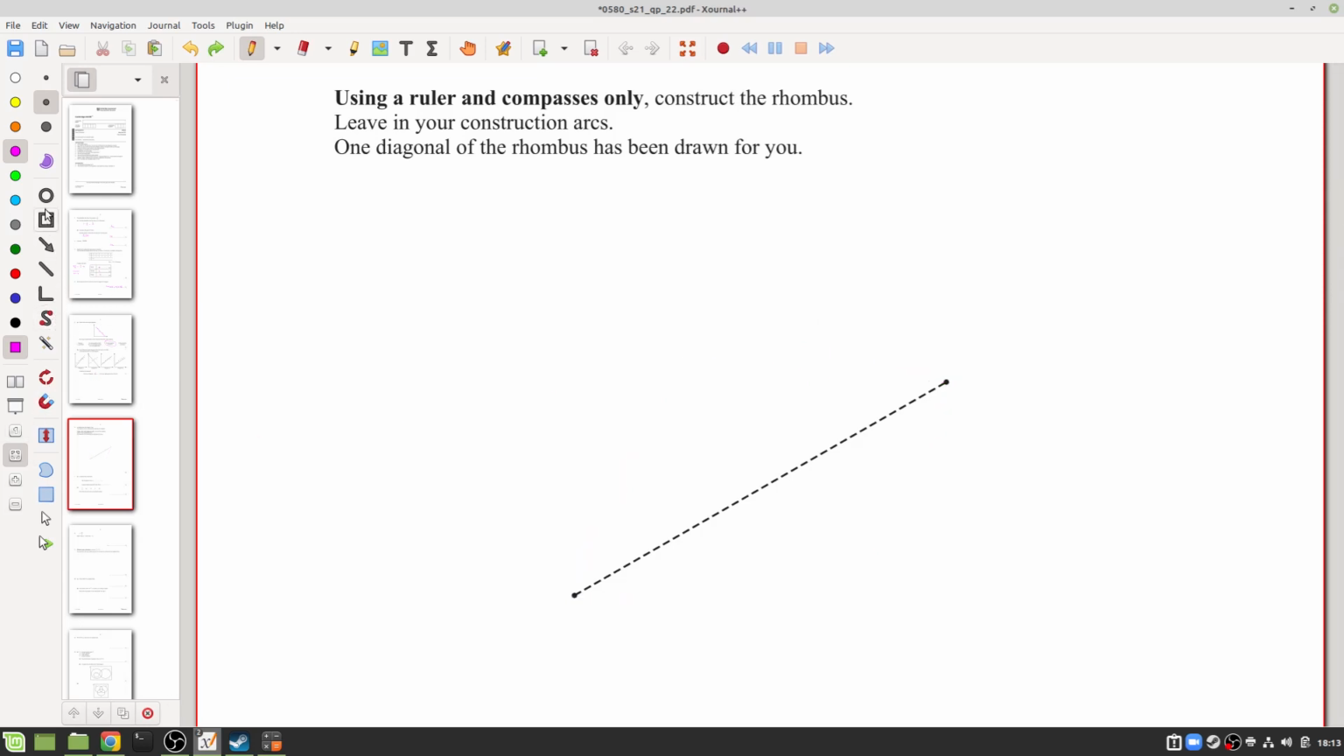Can I draw this over here? I'm not sure how to draw.